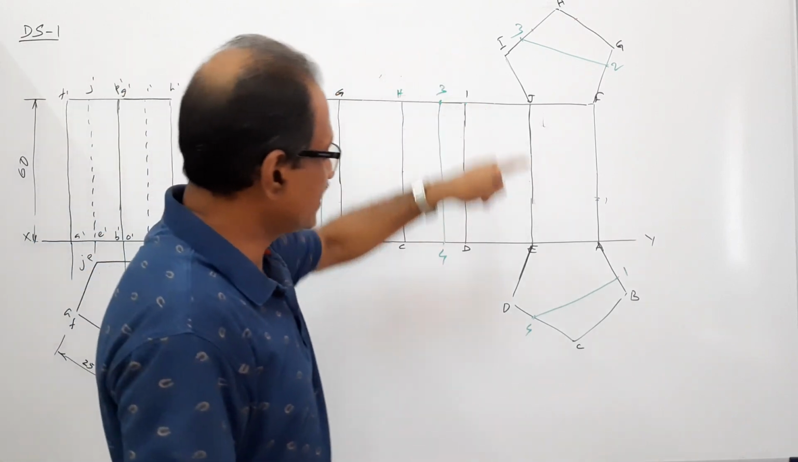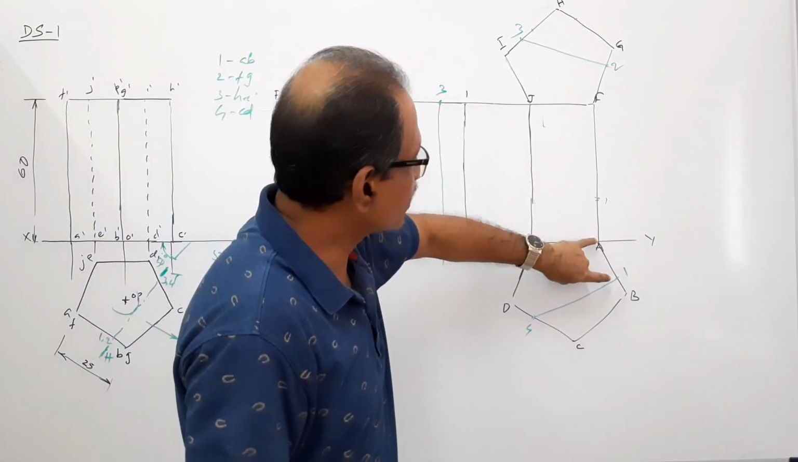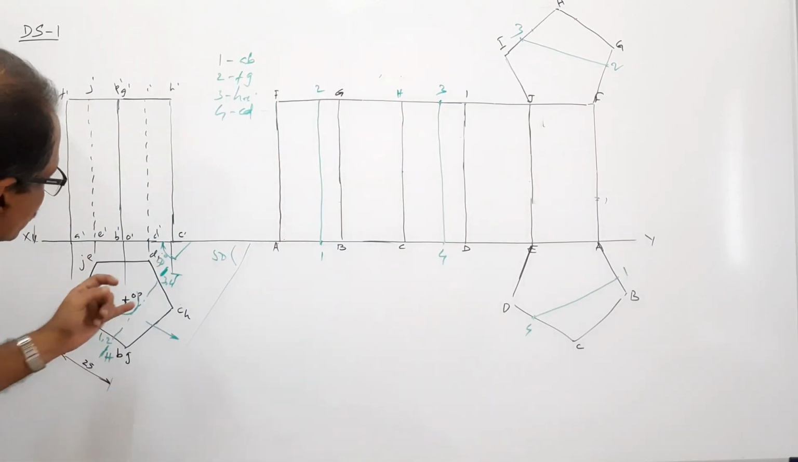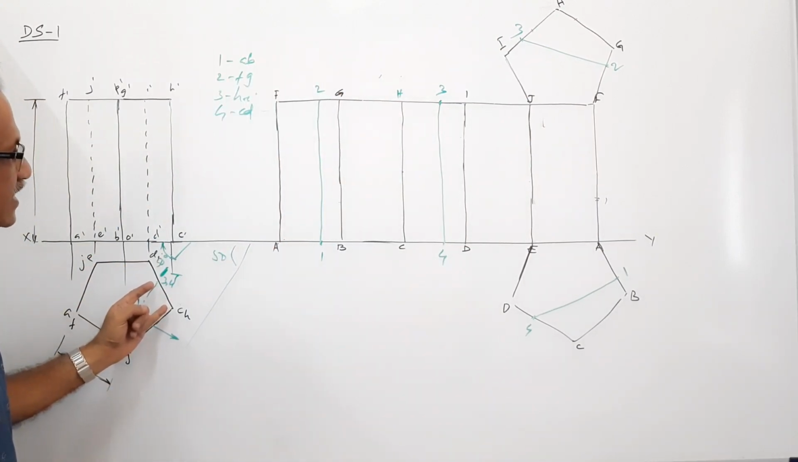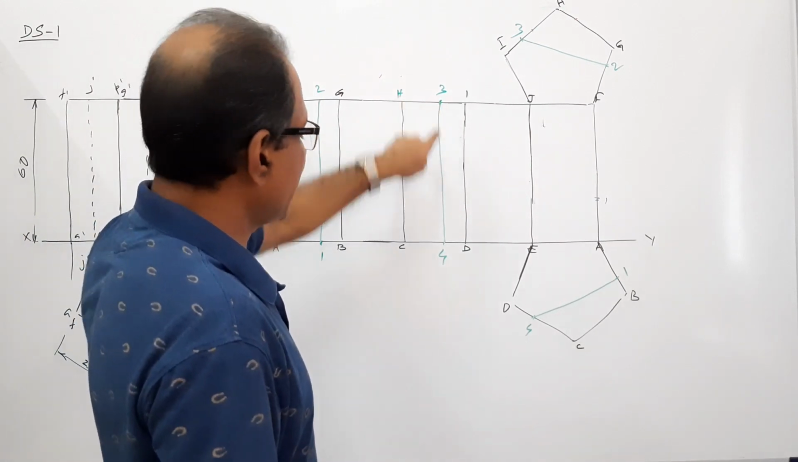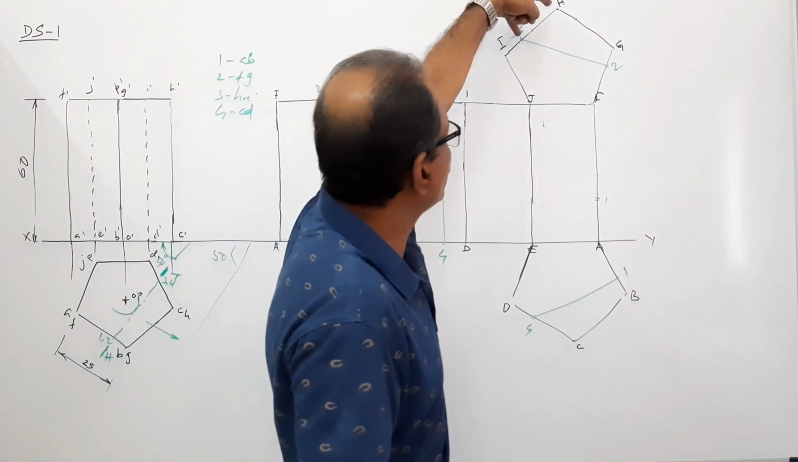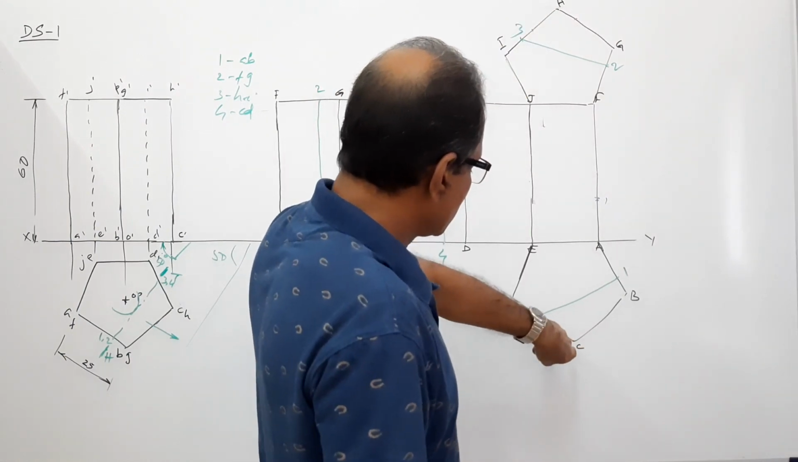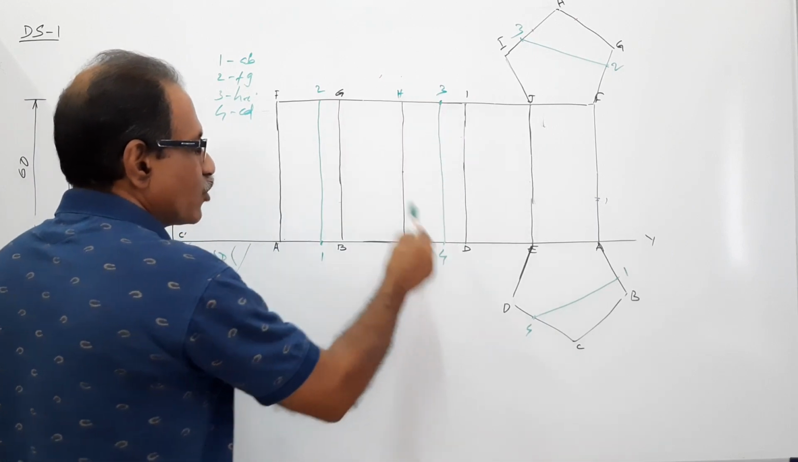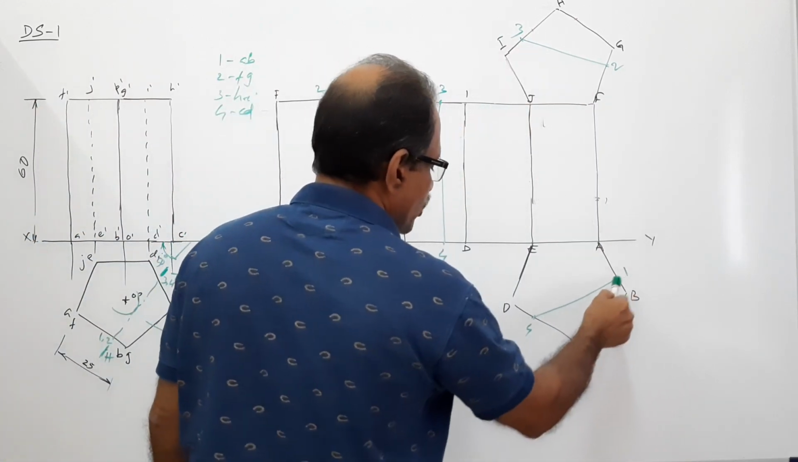Similarly, on this AB, mark 1. And on this FG, mark 2. Then, 3. 3 is on HI. Take this distance HI. On the way from H to I is 3. Below that is 4. And C to D is 4. Join 1, 2, 3, 4. Join 2, 3, join 1, 4.